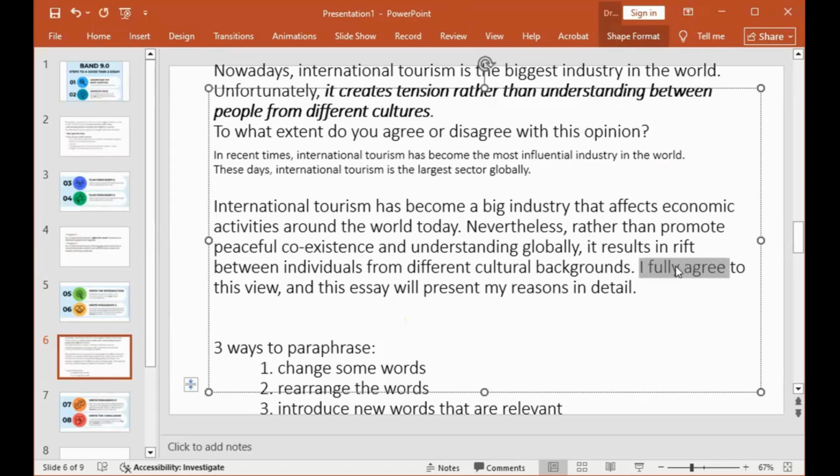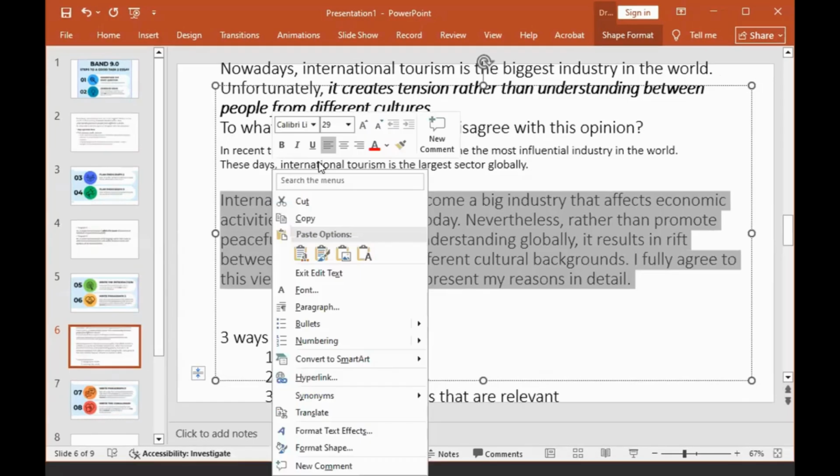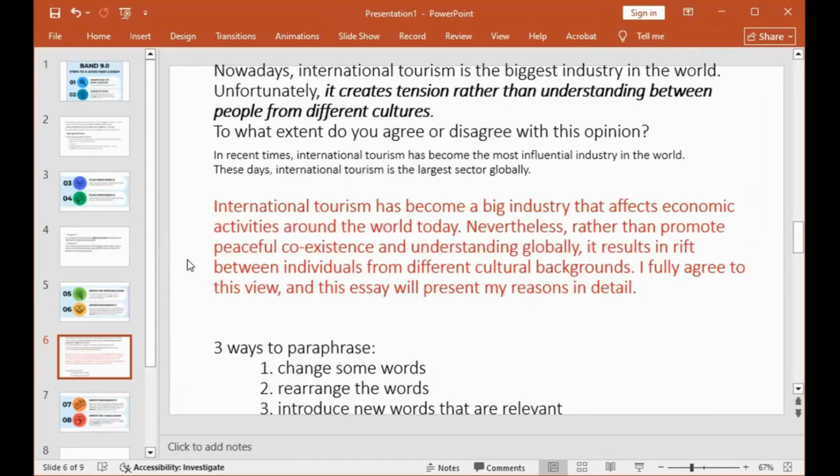Okay, so I fully agree to this view. The question says, to what extent do you agree? So I fully agree. I fully agree to this view, and this essay will present my reasons in detail. So this is our paragraph one. Let me put this in a kind of color here so that I'm going to come back and copy it.